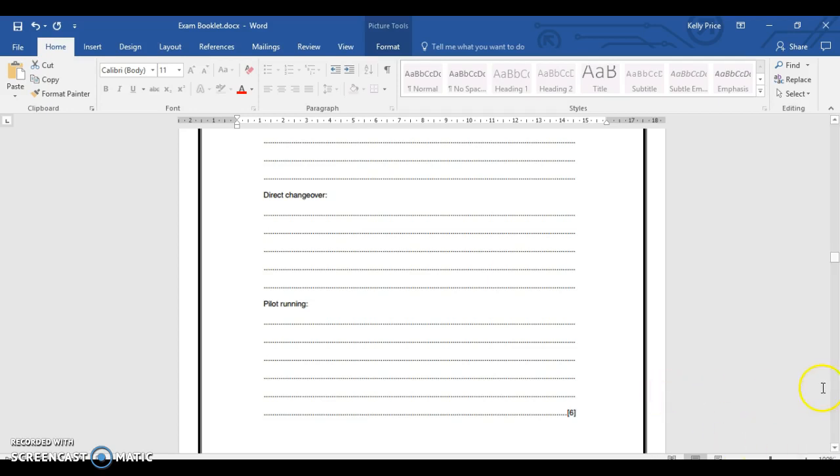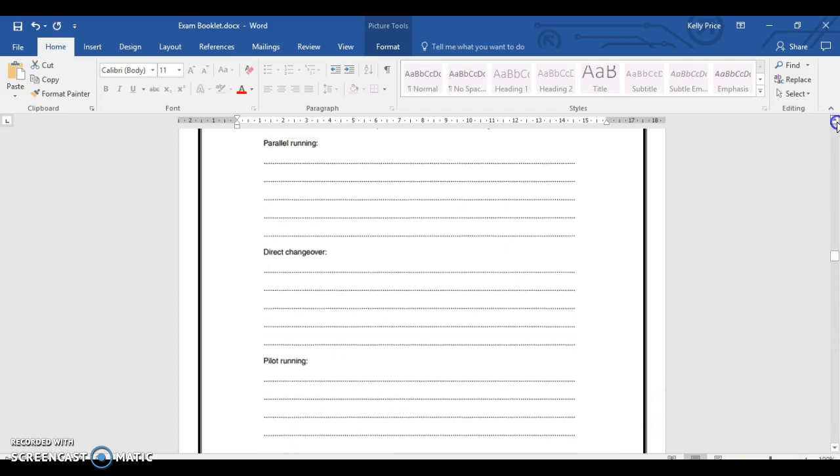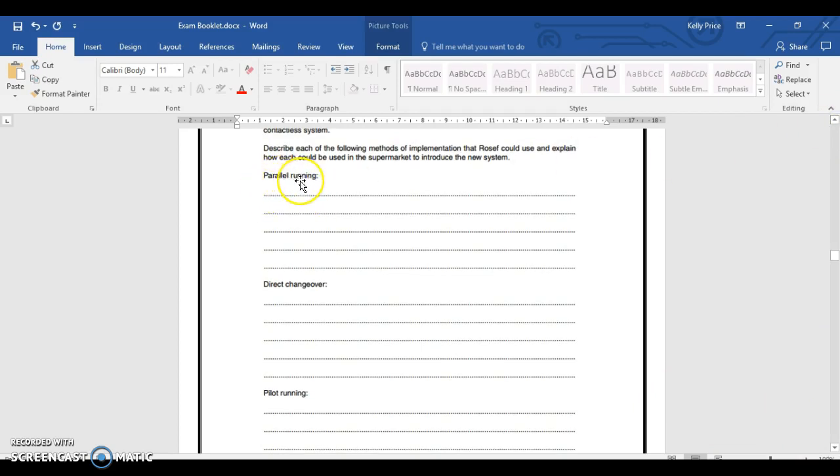Okay, so just to summarize, parallel running is when they're running the old system alongside the new system. So any problems, any bugs in the system, they can fix before changing over. Direct changeover is when they just simply take out the old system and put the new system in. And pilot running is when they run the system on either one checkout or one store, okay, to see how it runs, and any problems, they fix them.